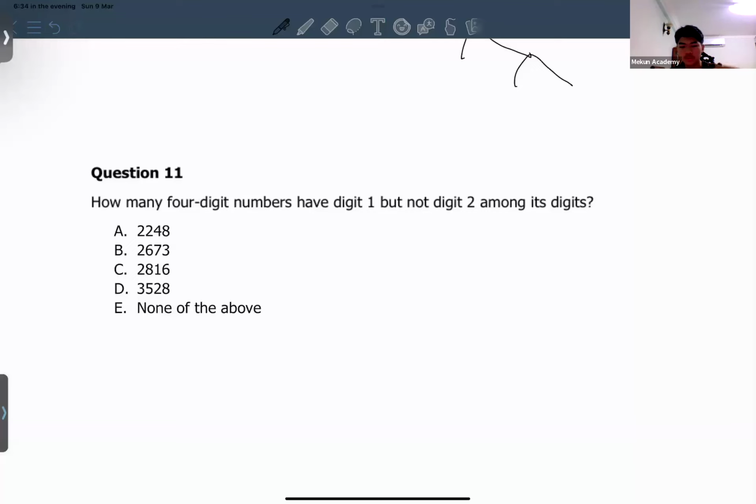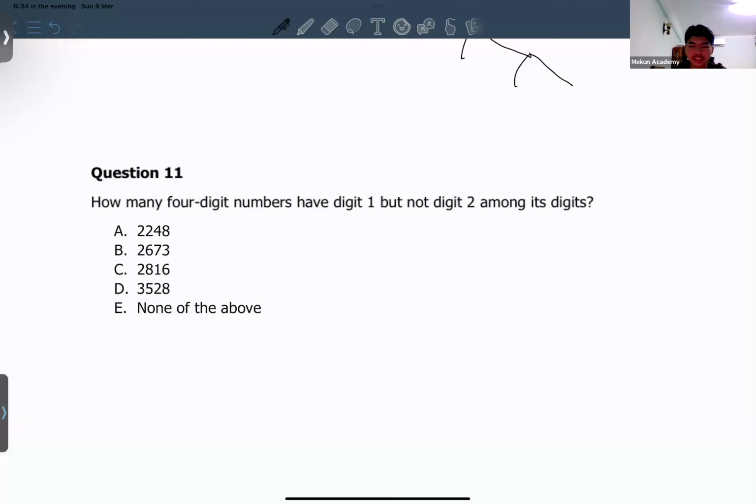Okay, so I suppose everyone got enough time to solve this question. So who wants to read this question? Please raise your hand. Okay, Manfred, you can read the question. How many 4-digit numbers have digit 1 but not digit 2 among its digits?